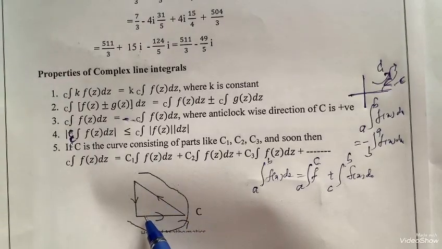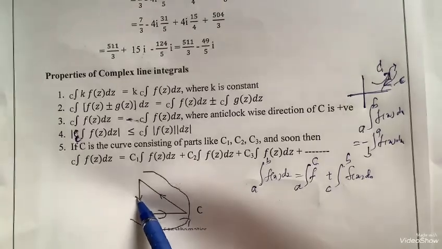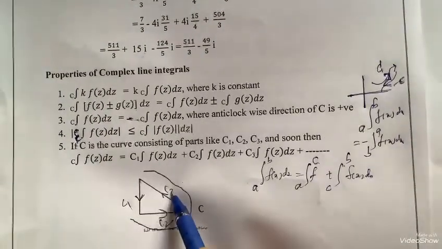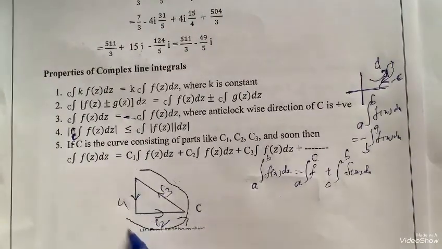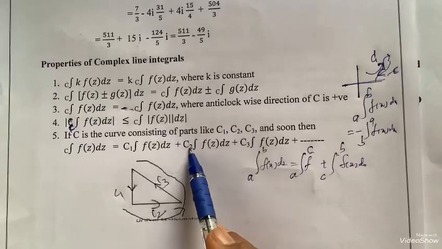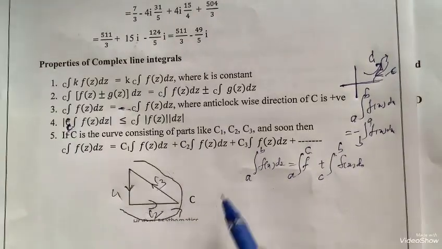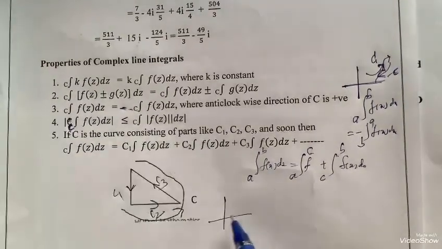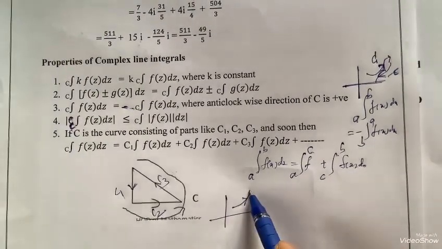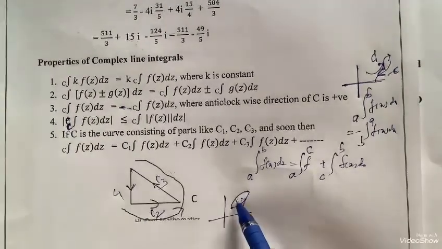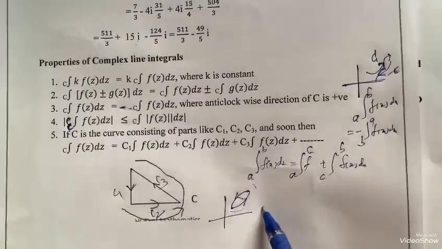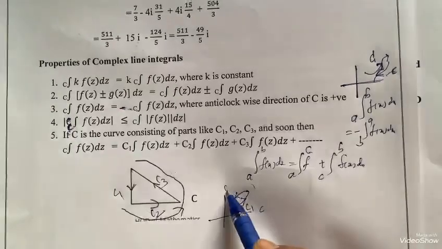In the same way here, suppose it is a curve. This full triangle you have taken as a closed curve, then it consists of c1, c2, c3. Then this full curve is c. So integration over this c is over c1 plus over c2 plus over c3. Suppose one more curve is like this: this is the curve c1, this is the curve c2. So the total will be c, consisting of c1 and c2.